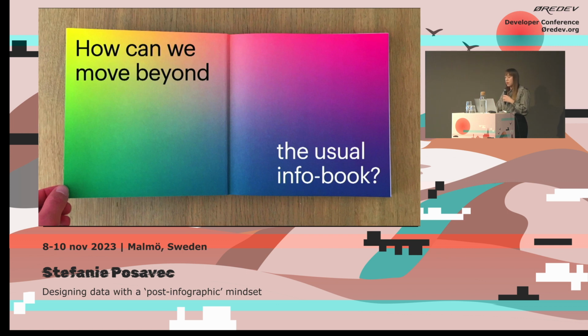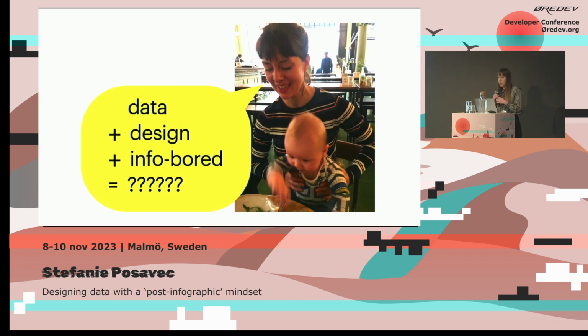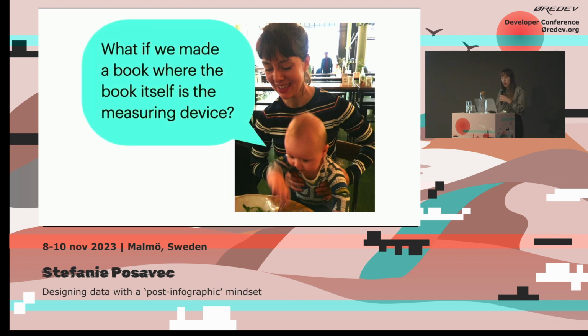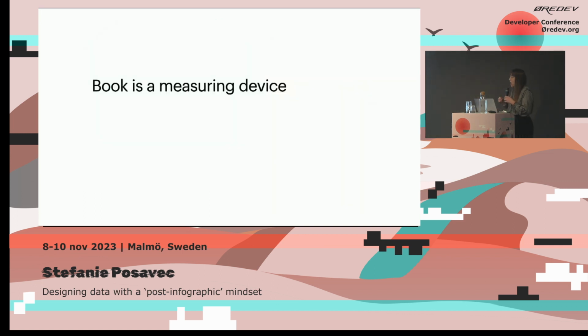So we asked ourselves, how can we make something different than the standard info book, and what does that mean in practice? With all of this in mind, we began to brainstorm new ideas for collaboration while dancing my baby to sleep in a cafe, and we came up with our superbook idea. What if we made a book where the book itself is the measuring device? So we began to develop this concept. First, the book is a measuring device that can be used to measure things.